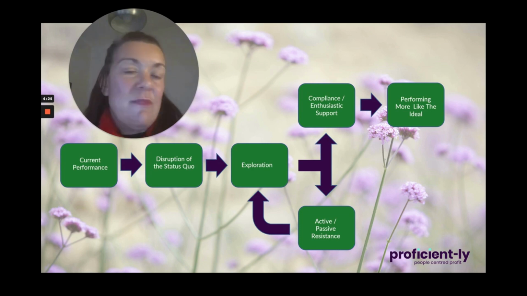Changing behaviour is about more than just having a great idea. It's about making sure that you support every individual to evaluate that idea positively, and everyone joins you with compliant enthusiasm.